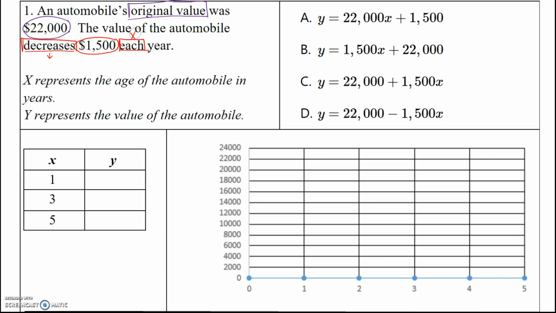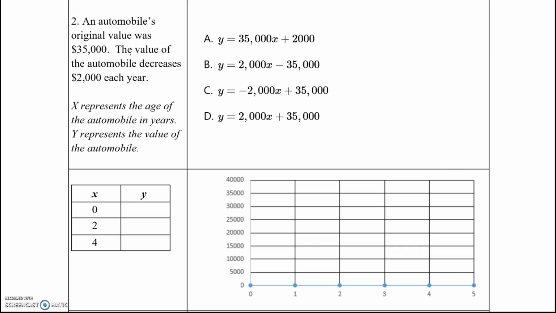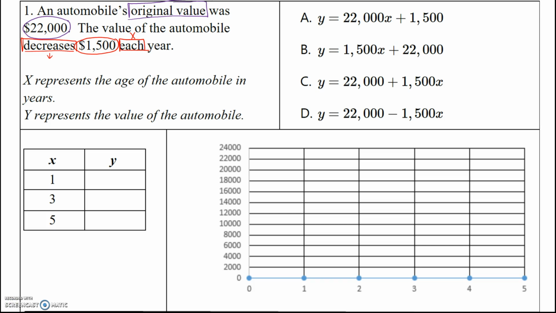Each means times, okay? So that tells me that that is my number that's going to be multiplied. So I know I'm going to have 1,500x, because it's times year. So x is going to be my number of years. And it says decreases. So if it went up, it would be positive. Decreasing, it's going down.